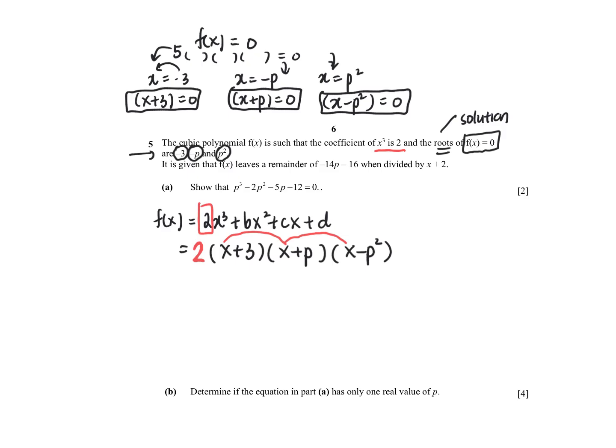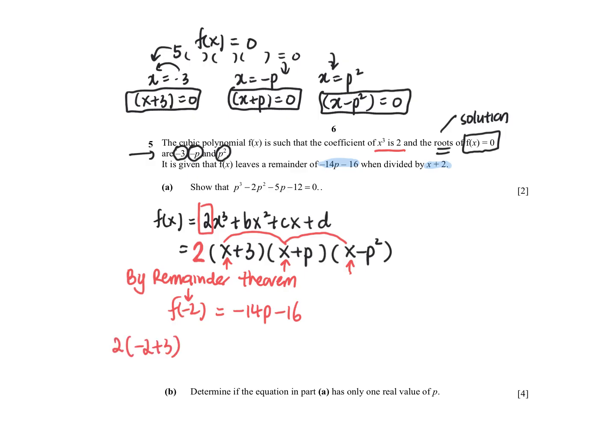Yes. So now this question says the remainder will be this when you divide by this. So you are going to use the remainder theorem. By the remainder theorem, you sub in x as negative 2. The remainder will give you this. So you are going to do the exact same thing. You sub in x as minus 2 here. So all this, put in minus 2. It should end up giving you minus 14p minus 16.